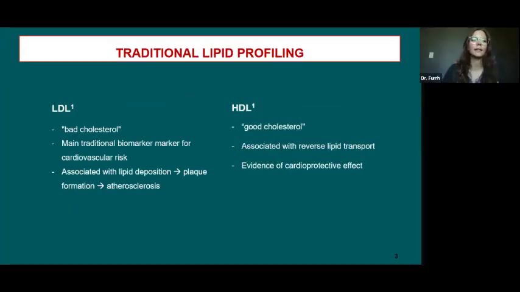Of course. So LDL is what most of us commonly know as the bad cholesterol. So that's the main traditional biomarker used for cardiovascular risk assessment. And that's because it's associated with lipid deposition and plaque formation and further downstream atherosclerosis. HDL, on the other hand, is kind of its opponent, if you will. It's what we know as the good cholesterol, and it's associated with the reverse transport of lipids. And therefore, there's a lot of evidence of the cardioprotective effects of this molecule.